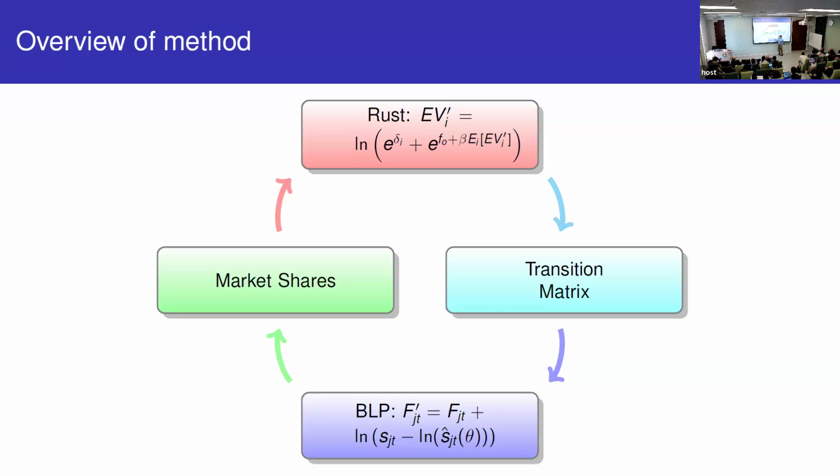And I'll just say it often makes sense to update only a few steps of each of these at a time. You don't have to go to convergence for this, then get new market shares, then go to convergence for that, and keep going around. It's often efficient to just take a few steps in each one at a time. So it's definitely computationally involved.